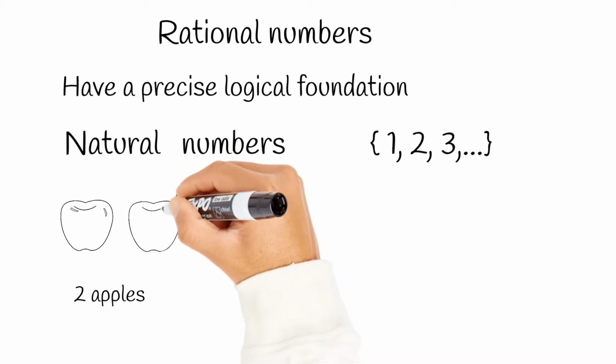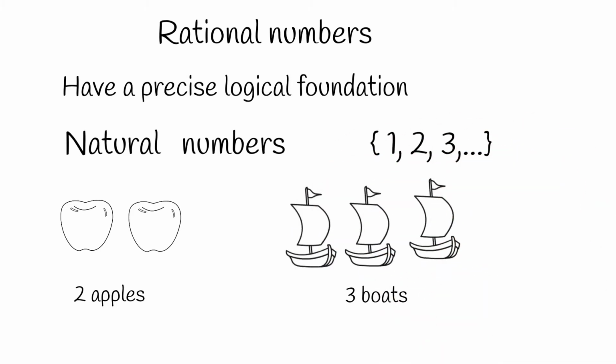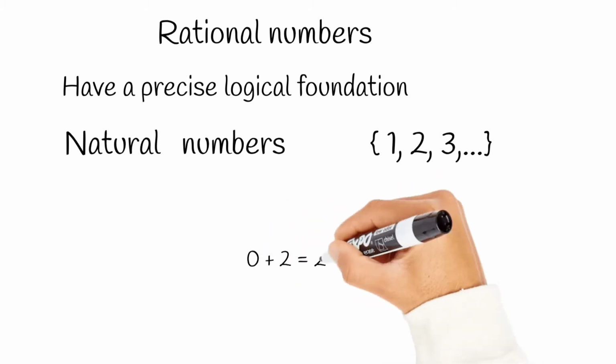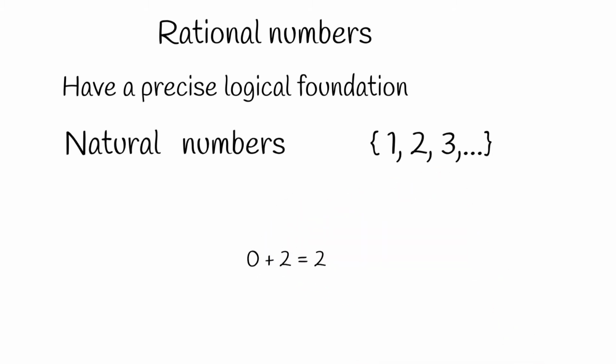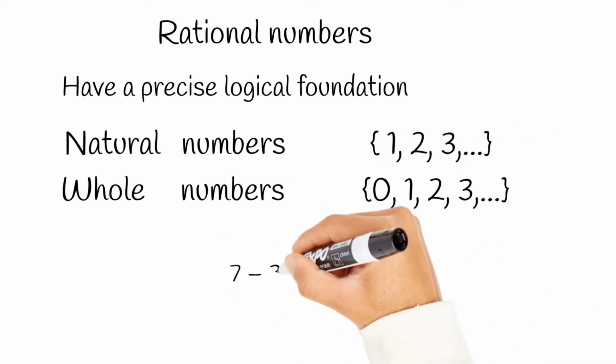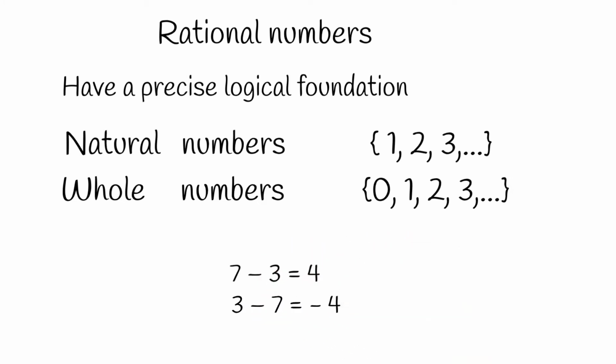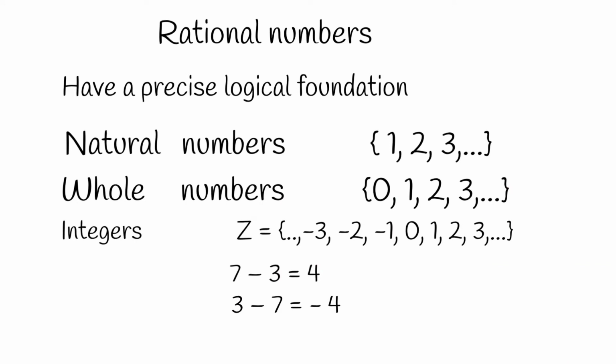The number system begins with counting numbers, or natural numbers. For example, 2 apples, 3 boats. When 0 was included, to show a quantum of nothing, we got whole numbers. When subtraction was defined, a need was also felt to define subtraction of a big number from a small number. Thus came negative numbers to denote opposite situations. The whole numbers along with their negative counterparts are called integers.